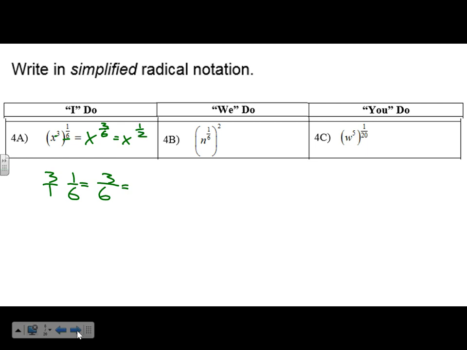Now realize it says simplest radical form. So this is an exponent form, so the last step, make sure you put it in radical form. So this one, 1 times 2 is 2. 6 times 1 is 6, so that's n to the 1 over 3, which is the third root of n to the first.